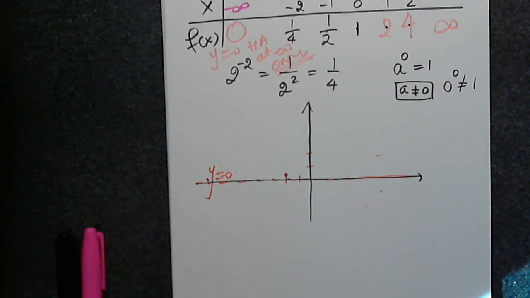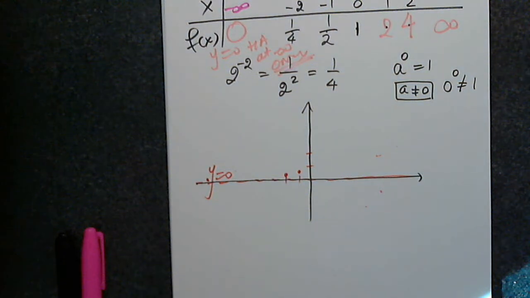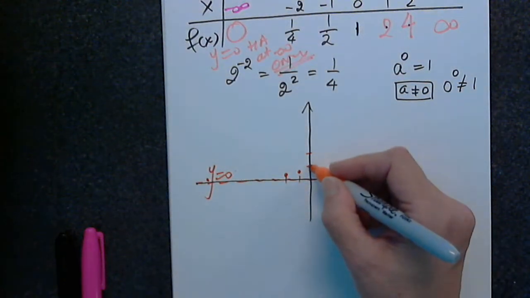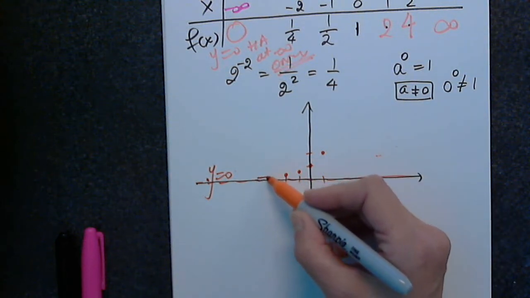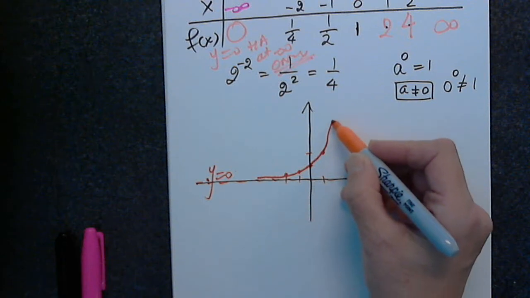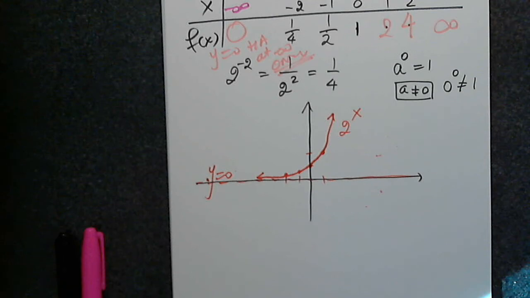Next ordered pair. Very good. Next ordered pair. Excellent. Next ordered pair. Excellent. That's good enough. This is the graph of 2 to the x. It's the fastest growing function that we have seen in this class. What can you say about this function? Just anything.